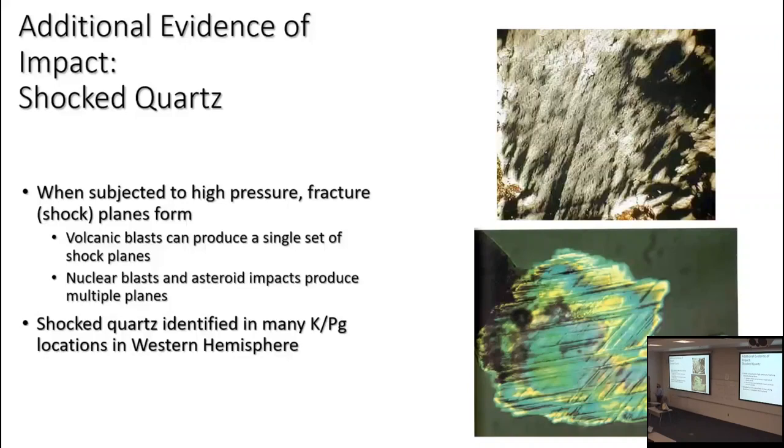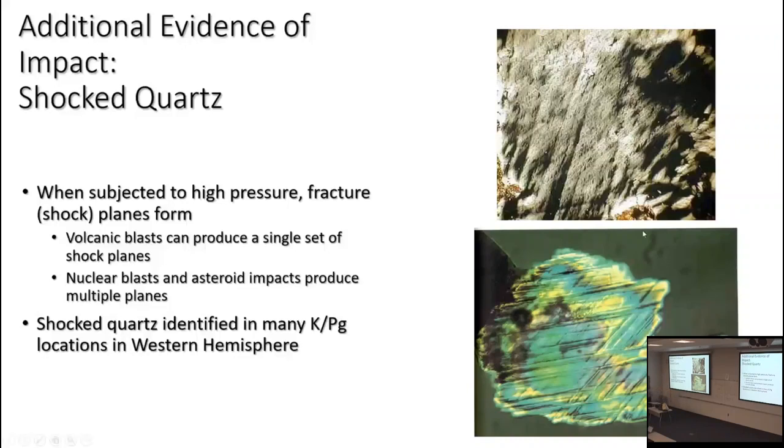One good line of evidence is what's called shocked quartz. So quartz, super common mineral, one of the most common minerals on the surface of the crust of the planet, and also one of the most durable. And it turns out that a quartz grain, a quartz crystal, that's been subjected to high pressure will fracture, forming fracture planes in them. Now, volcanoes can produce shocked quartz, but typically there's only one set of fracture planes that form in them. However, nuclear blasts and places where we knew there were asteroid impacts already, something about the nature of the shock waves produced by them produce multiple planes of fracture within the quartz crystals.